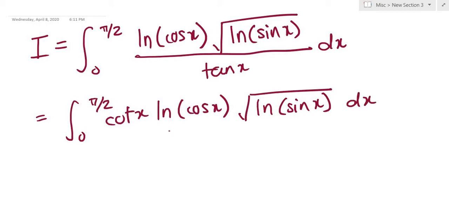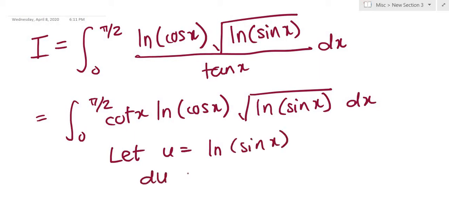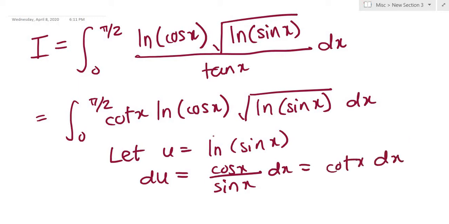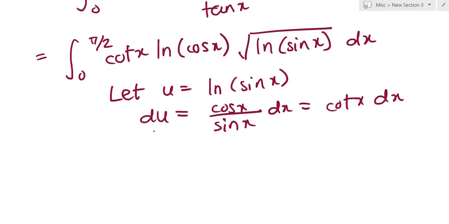Now, interesting thing to notice is, and I'm assuming you know your derivatives really well, that the derivative of the natural log of sine of x is nothing but cotangent of x. So on the same note, let's introduce a substitution. Let u equal natural log of sine of x such that du is nothing but cosine of x over sine of x dx, which can be written as the cotangent of x dx. And yes, we have that, right? So we have a substitution for the cotangent of x dx. Now let's take care of this natural log of cosine of x.